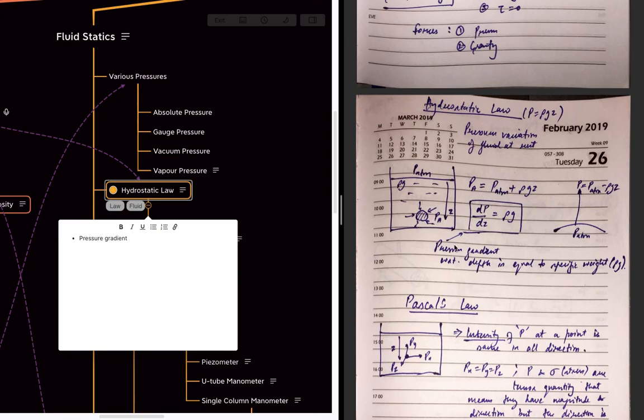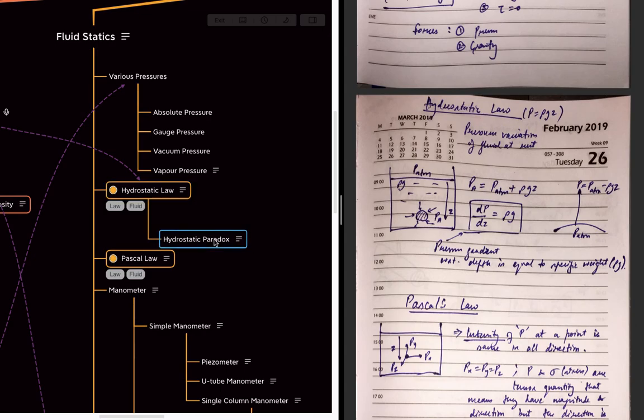The pressure gradient can be described as dp by dz equal to rho g, which is equal to the specific weight. If we are calculating the pressure above a certain point, at that time we need to subtract. If you have to calculate the pressure here, and here is the atmospheric pressure, then atmospheric pressure minus this value will give the pressure at this point. Next we will see the hydrostatic paradox, and why it is happening. We will see that later.